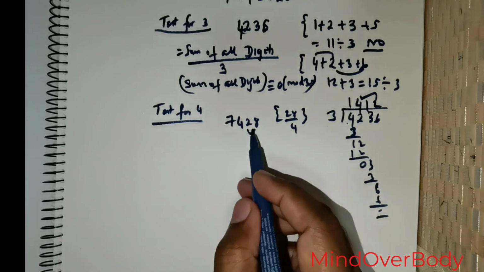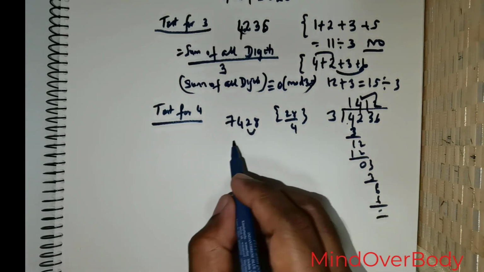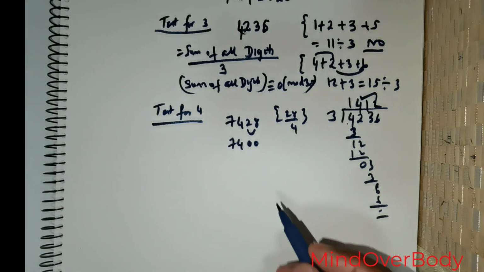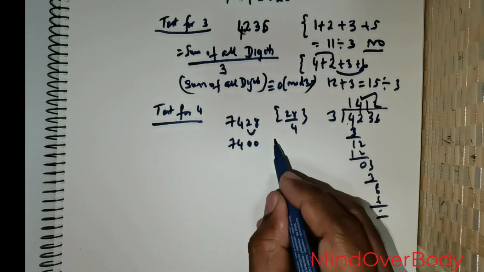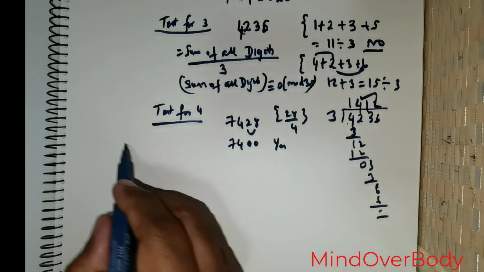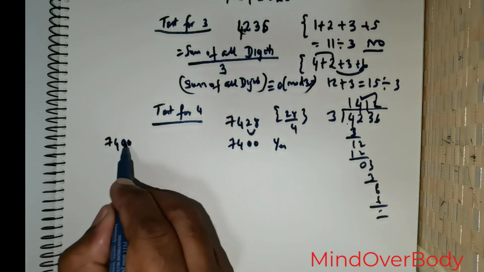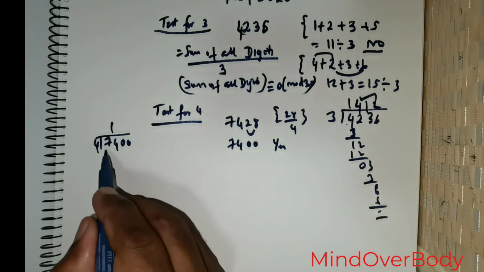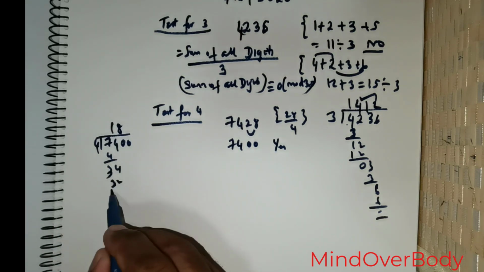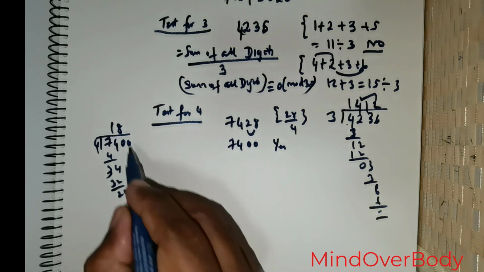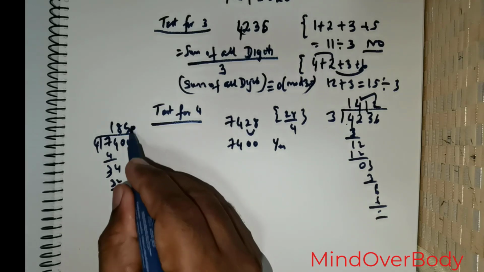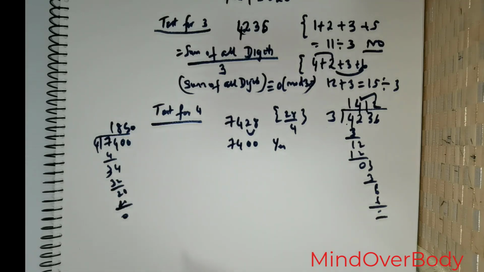Now suppose the last 2 digits are 0, 0. Is it divisible by 4? Yes, it is indeed. You can check this out. You take 7400 and divide it by 4. 4 ones are 4, you have 3, bring down the 4 to get 34. 8 fours are 32, you have 2. You bring down the 0, so it's going to be 5 times 4, 5 fours are 20. You bring down the 0, and that's it. So it is divisible.